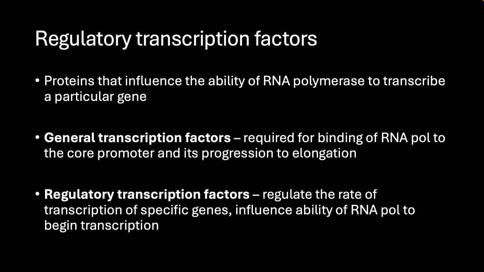General transcription factors act directly on RNA polymerase at the core promoter and affect whether it can get set up and progress to the elongation stage of transcription. These include some of the common transcription factors we discussed previously in our video on transcription. Regulatory transcription factors typically bind upstream from the promoter and regulate the ability of RNA polymerase to initially bind in the beginning of transcription.